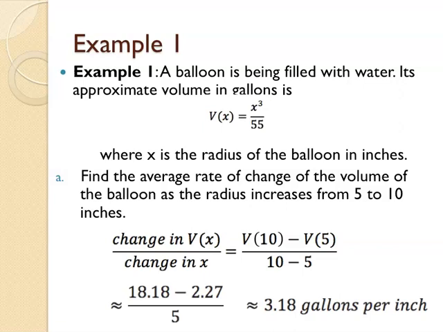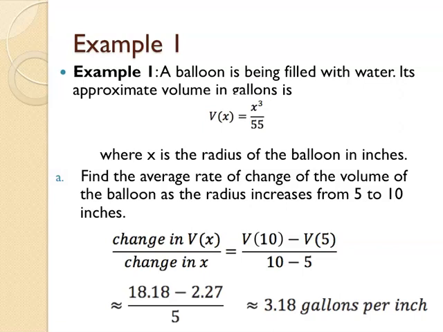Now obviously this number is different depending on whether you're going from 5 to 6 or 6 to 7 or 9 to 10. So this is really just the average rate. So at some points it's going to be actually faster than that, more gallons per inch, and at some points it's going to be slower than that, fewer gallons per inch. But on average, it's going to be changing at a rate of 3.18 gallons per inch.